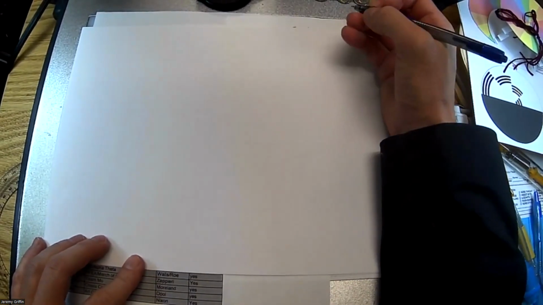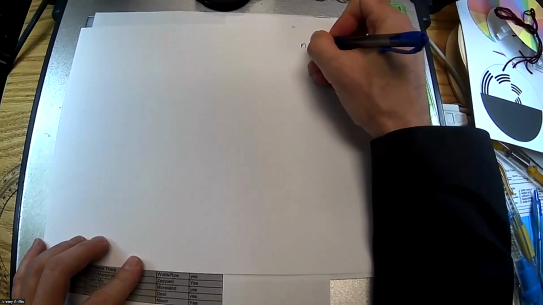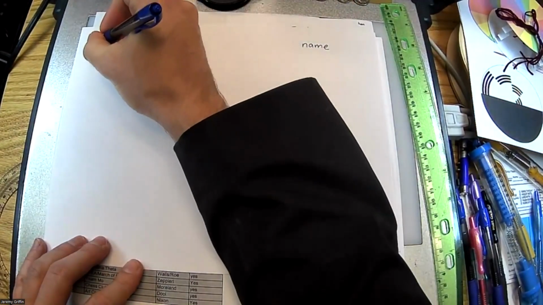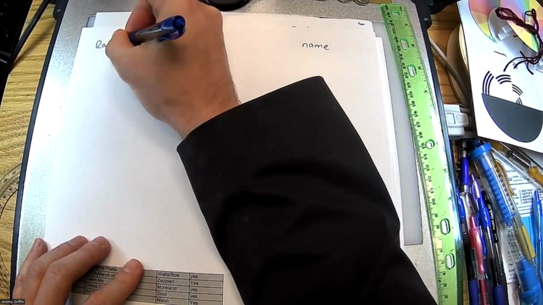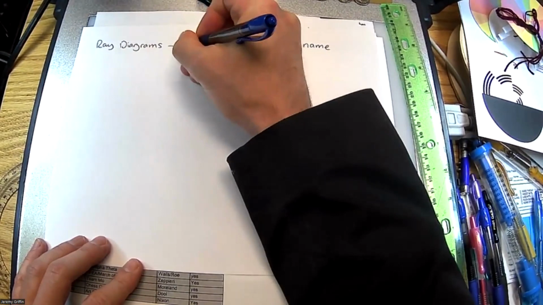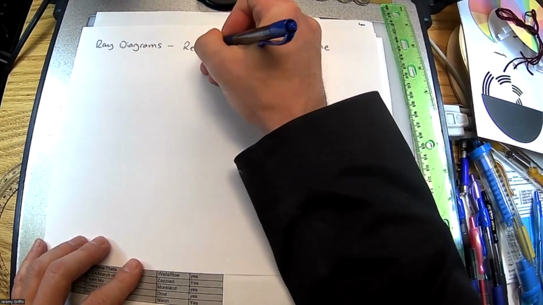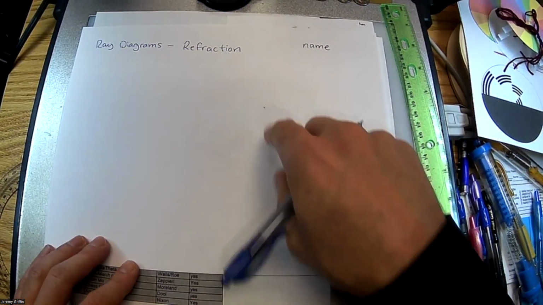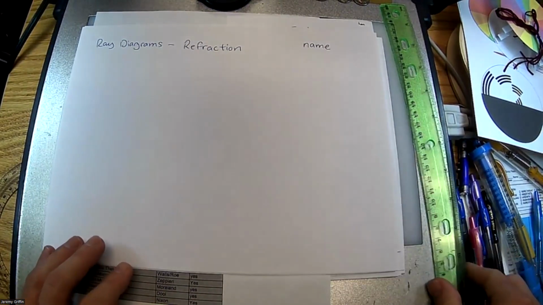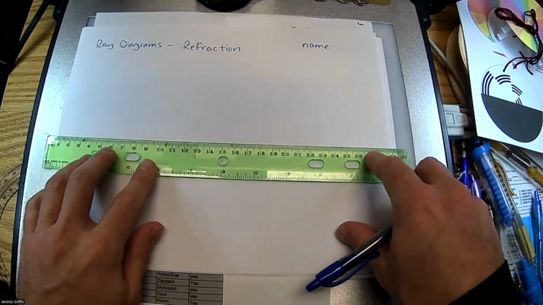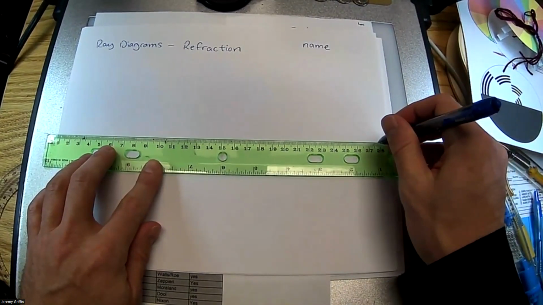Good. Refractive lenses. So put your name on your paper. Name. And let's call this ray diagrams dash refraction. Okay, so we're going to do refractive lenses here. We're going to do 6 examples, 3 on the front, 3 on the back. That's kind of like the format we did a few days back.